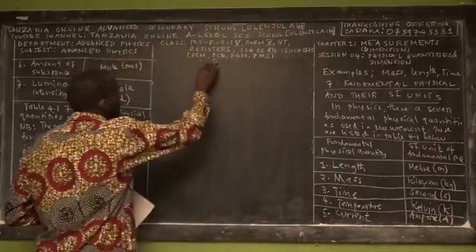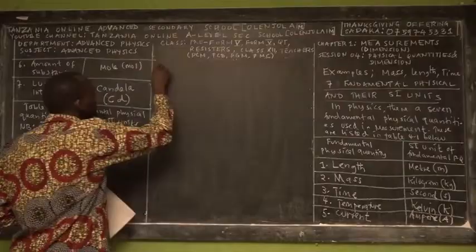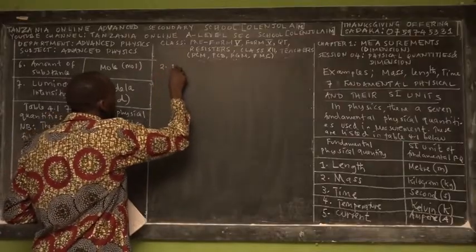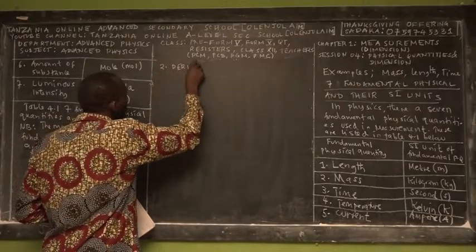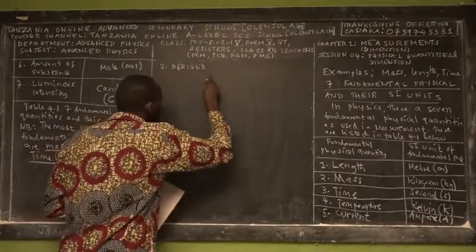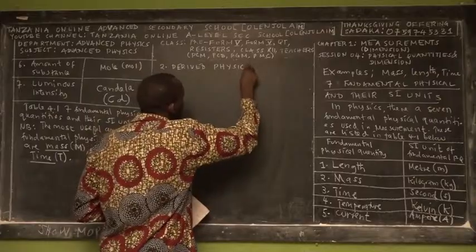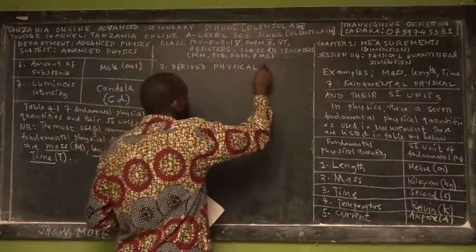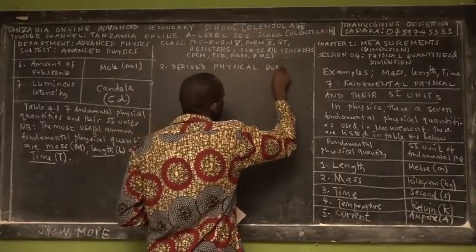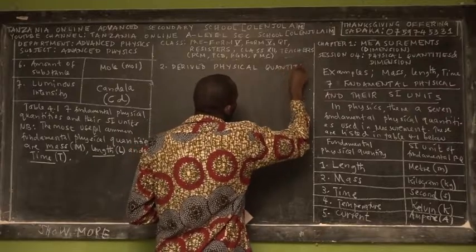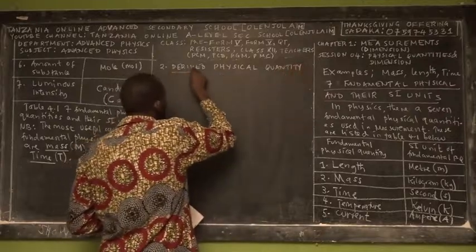The second type of physical quantity is called the derived physical quantity.